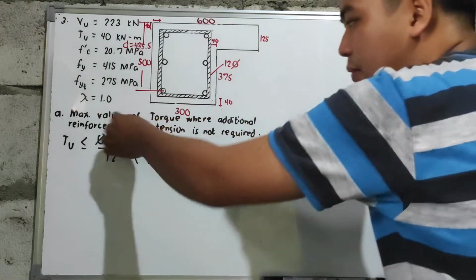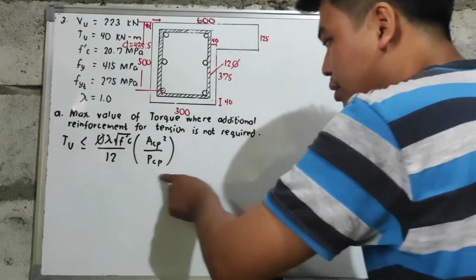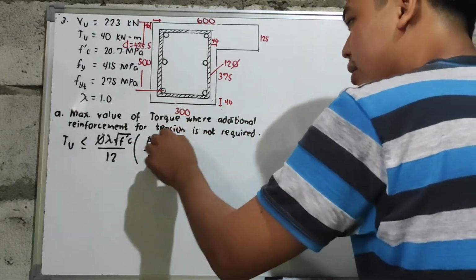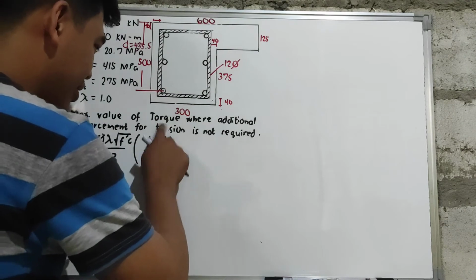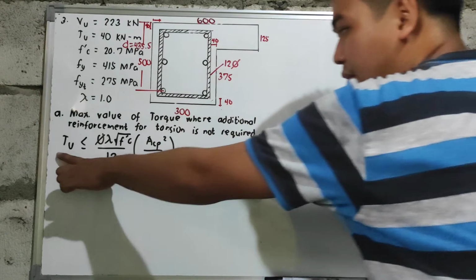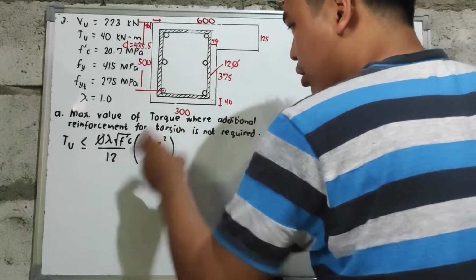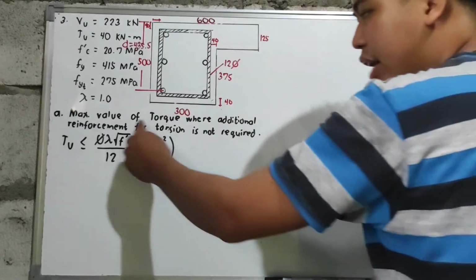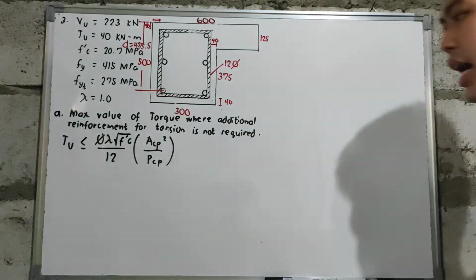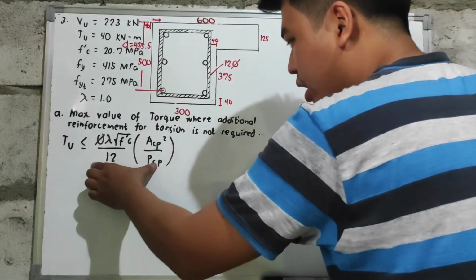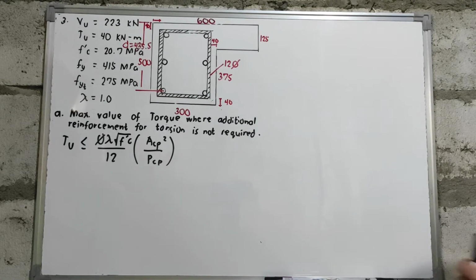So we are looking for the maximum value. Meaning, by the code, when our Tu is less than or equal to this value, therefore torsional reinforcement is not required. So torsional reinforcement is not required when our Tu is less than this given value. Therefore, if we equate our Tu to this threshold torsion, we get the maximum value. Once Tu exceeds this threshold torsion, we will need reinforcement. But as long as Tu does not exceed it, we do not need reinforcement for torsion. So with that, let us find the value of our Acp.